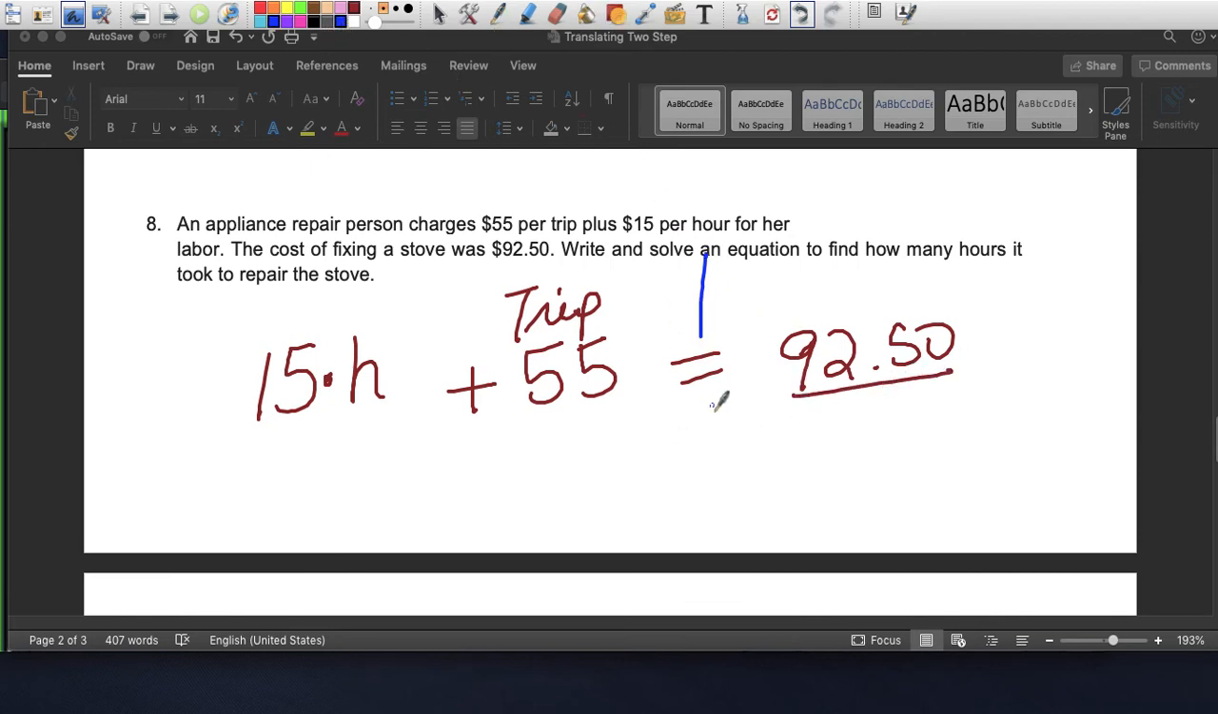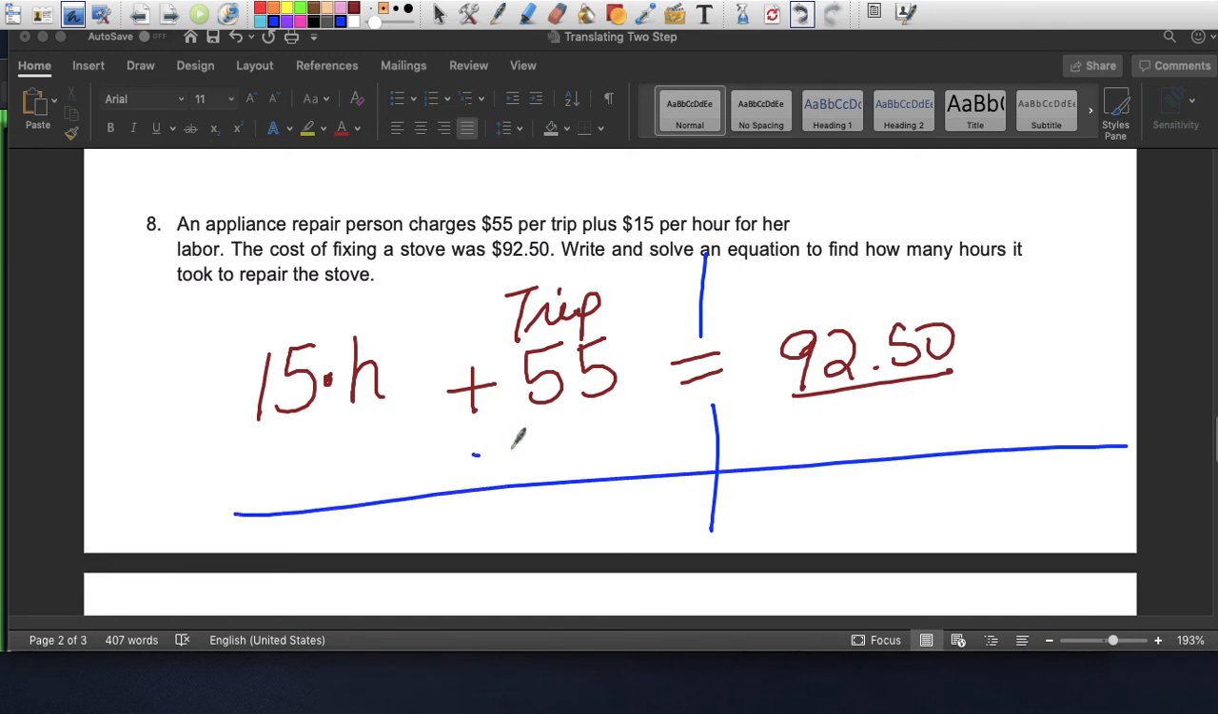So you're going to do minus 55, minus 55. That makes sense, right? Because the total was $92.50. We're going to subtract the cost of her trip to get to your house. That's 50. 12 minus 5 is 7. 8 minus 5 is... 8 minus 5 is what? 37.